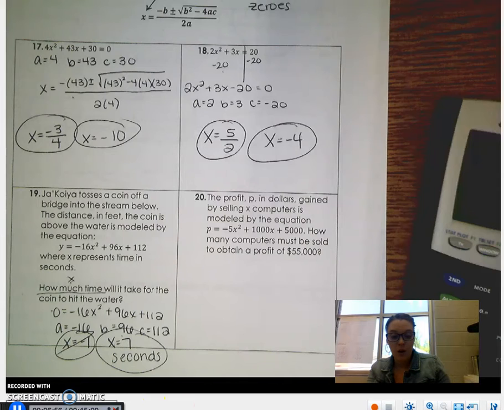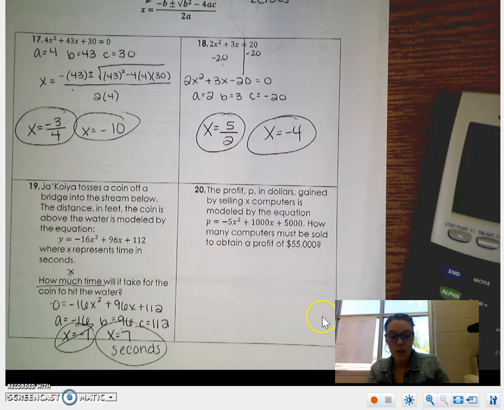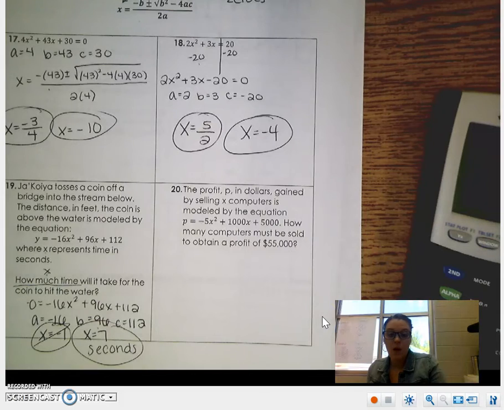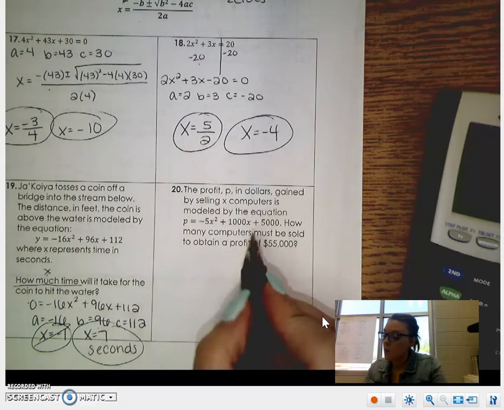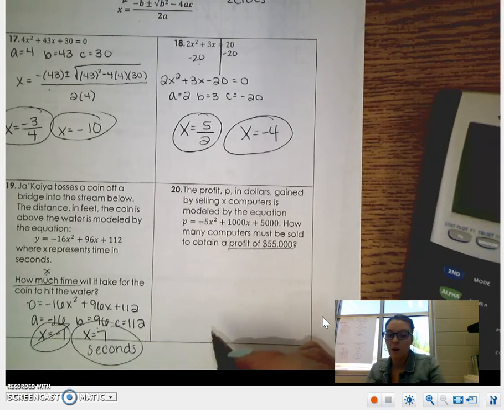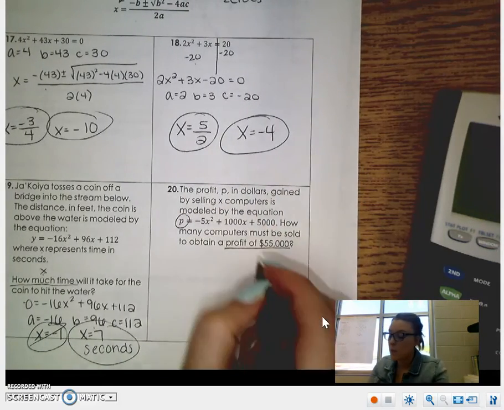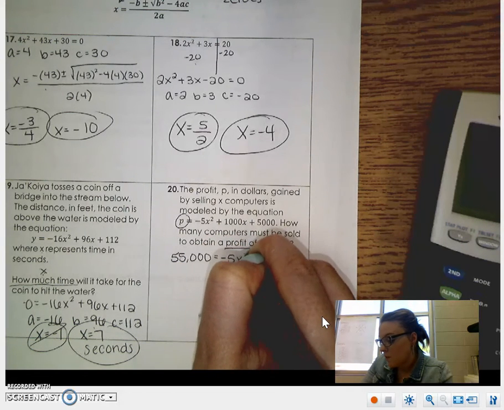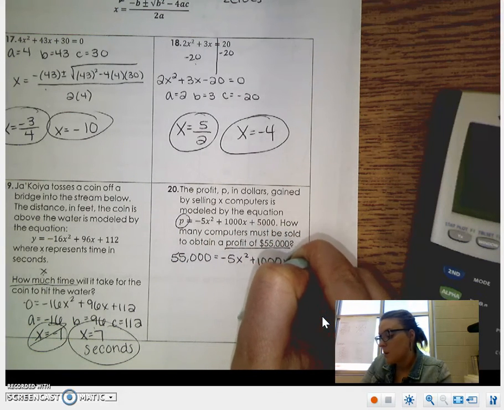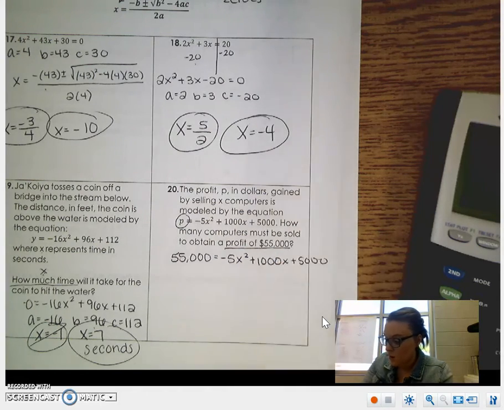Okay, moving right along, we have number 20. It says the profit P in dollars gained by selling X computers is modeled by the equation P equals negative 5x squared plus 1000x plus 5000. How many computers must be sold to obtain a profit of $55,000? So what they want us to do is plug in our profit of $55,000. Profit is represented by P. So I would have 55,000 equals negative 5x squared plus 1000x plus 5,000.